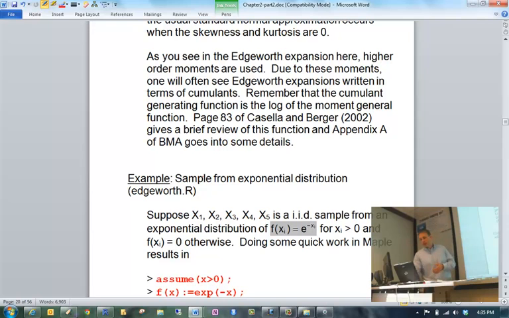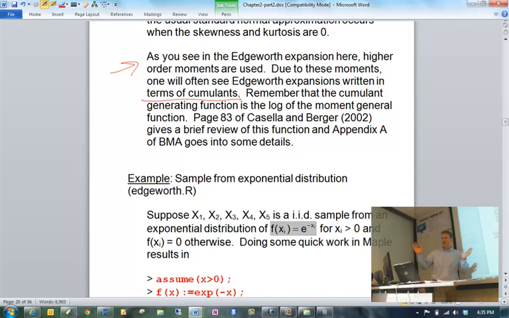Now, the book talks about Edgeworth expansions, but unfortunately doesn't really get into details of it. It expects that you know what Edgeworth expansions are before you read the book, which isn't necessarily good. But when they talk about Edgeworth expansions, they write them in terms of cumulants. Have you heard of a cumulant generating function in 882? Some of you, yes.